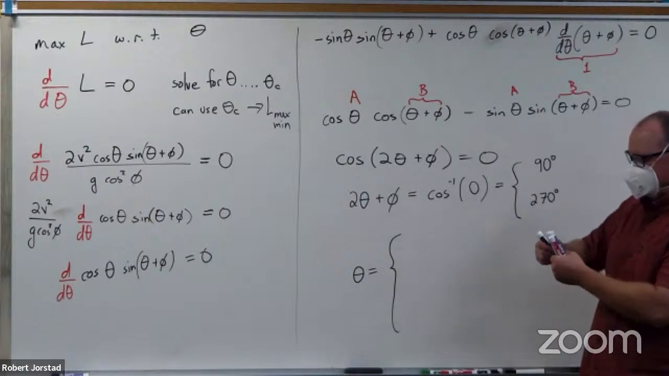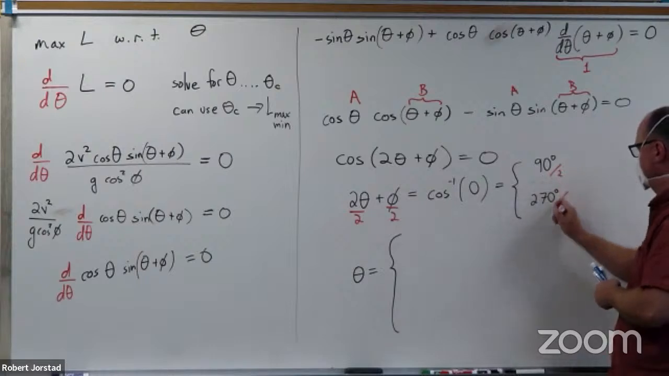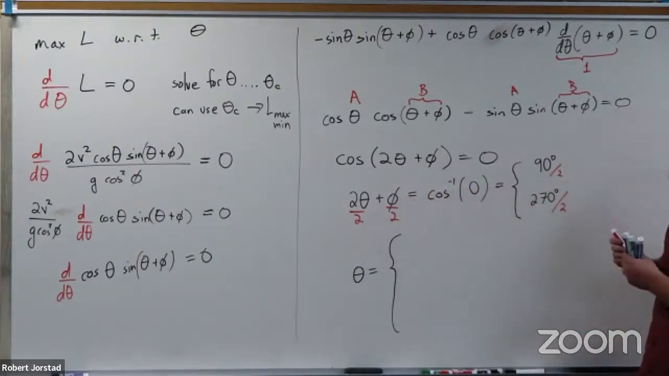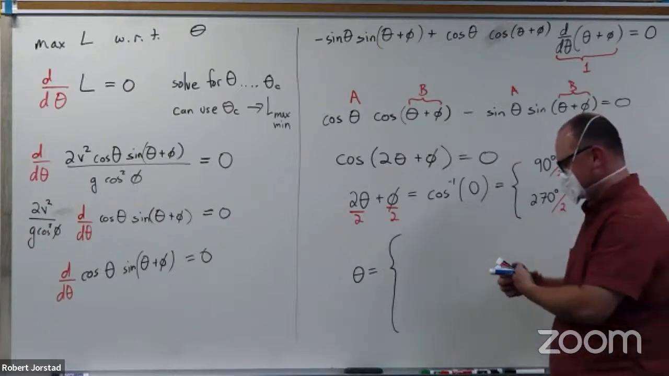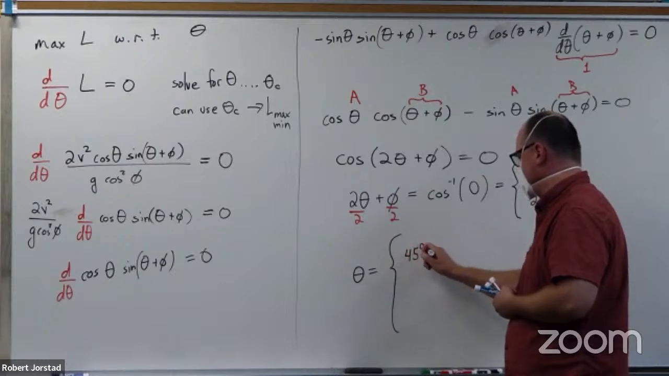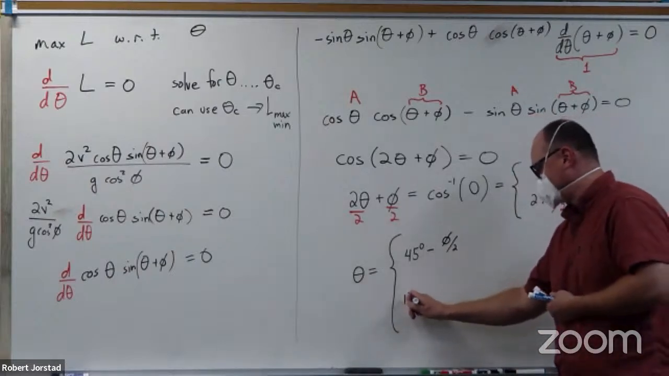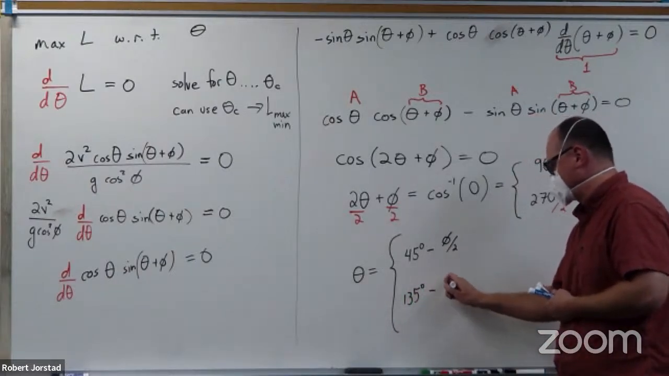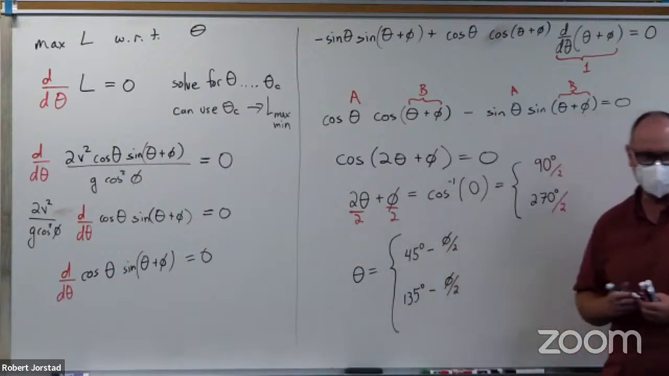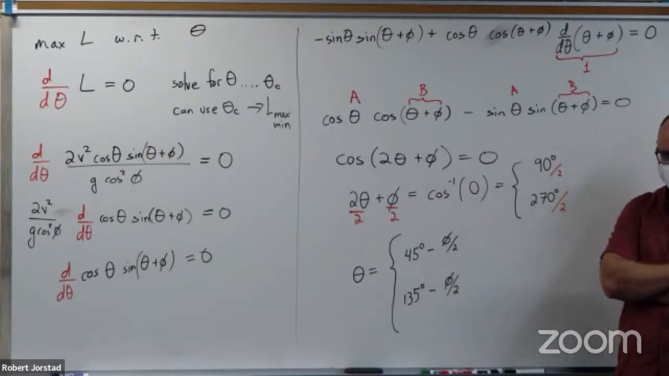I'm going to divide everything by 2. Let's do this here. If I divide everything by 2, and then I could move this to the other side, it's going to be 45 degrees minus phi over 2, or 135 degrees minus phi over 2, right? Do both of these answers make sense? Why not? The other one is upside down, I think.